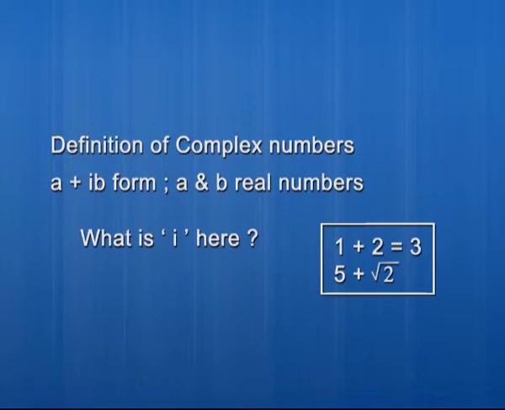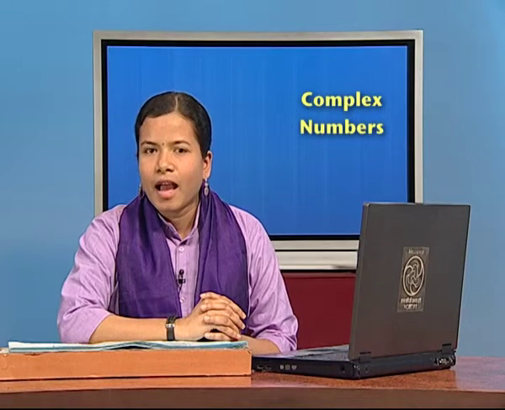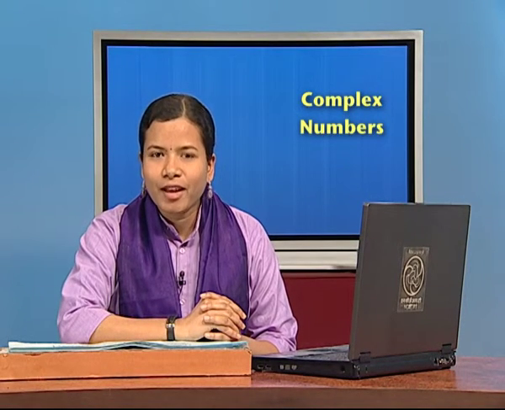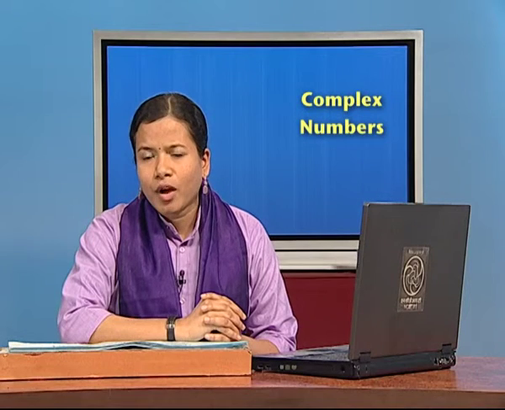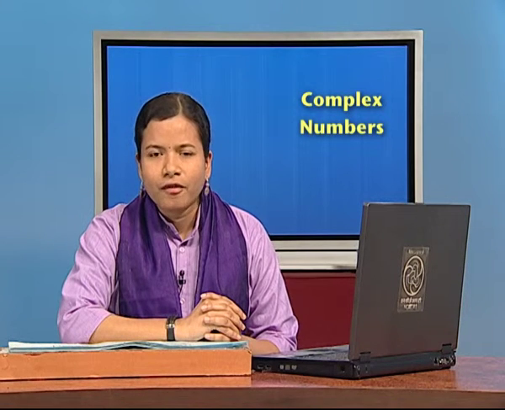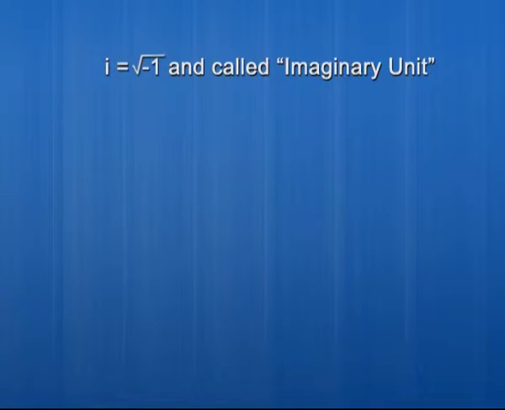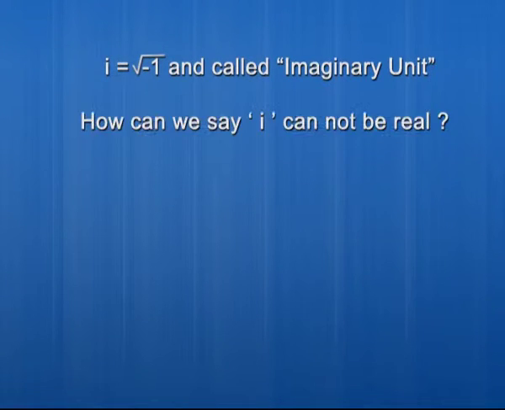Now, obviously your question will be, if i is not a real number, then what is i here? Here i is nothing but the value of square root of -1, and i is called an imaginary unit. Now you may think, okay, we understood that i is the square root of -1, but how can we say that i cannot be real?